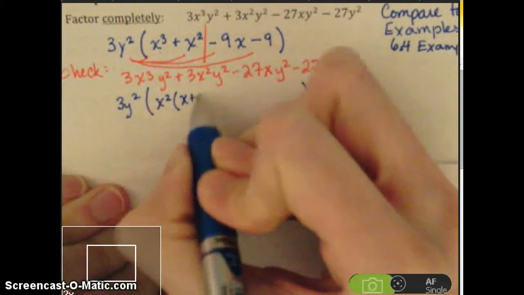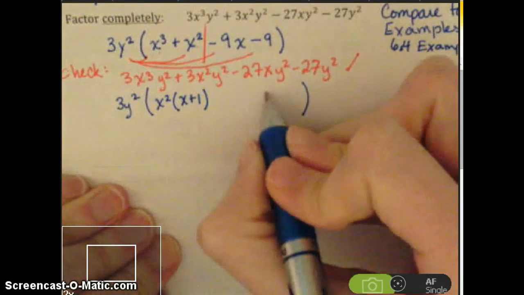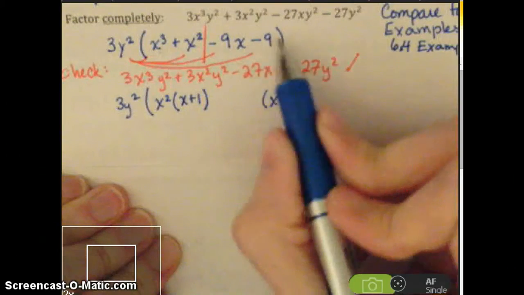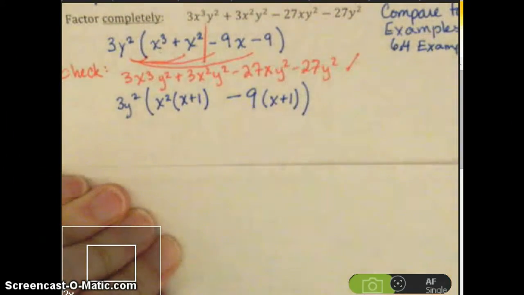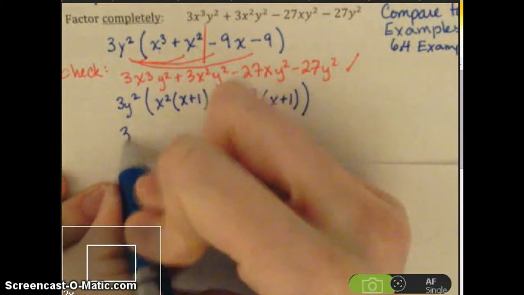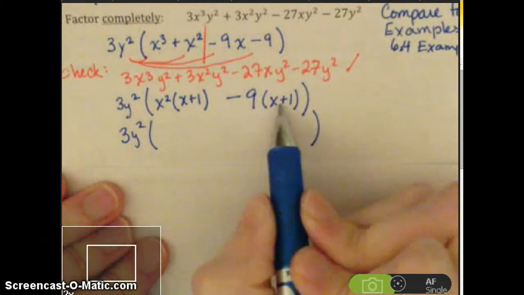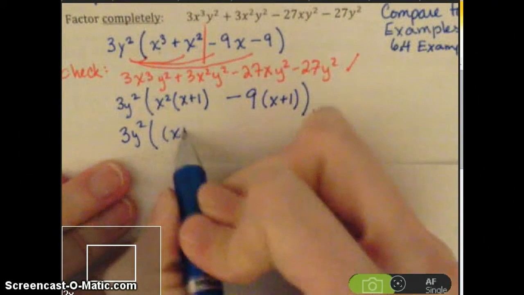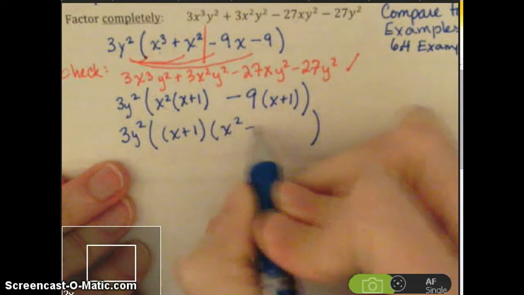x plus 1. In factoring by grouping, I'm hoping to get the exact identical parentheses group in the second half, x plus 1, and it looks like I need to factor out a negative 9 to make that happen. So again, I'm just carrying along the 3y squared in those outer parentheses, but then this inside part I can factor out x plus 1 group, and that leaves me with an x squared minus 9.